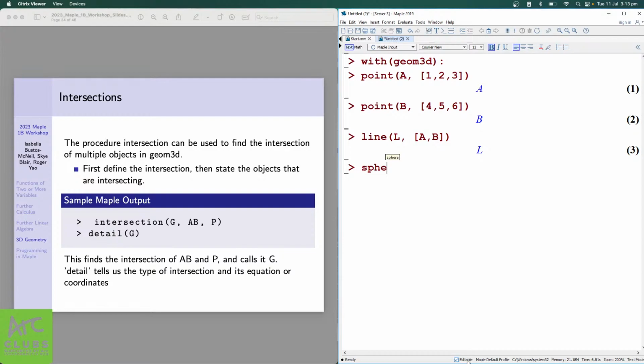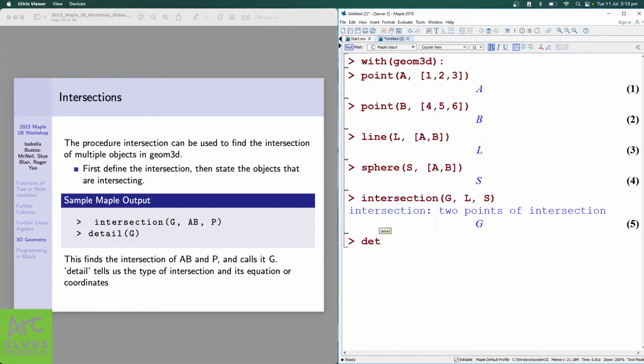And let's also create a sphere that passes through these 2 points. So we're going to use the command sphere. Let's call this sphere S, and it's going to pass through A, B as well. Awesome. Now let's find the intersection point between these 2 objects. So to find the intersection point, we use intersection. Now we have to give these intersection points a name. So let's call them G in this case. So we're going to call the intersection point G, and we're trying to find the intersection point of L and S. So we pass those in.